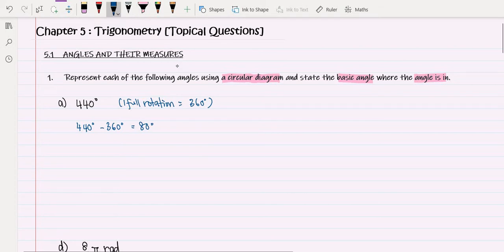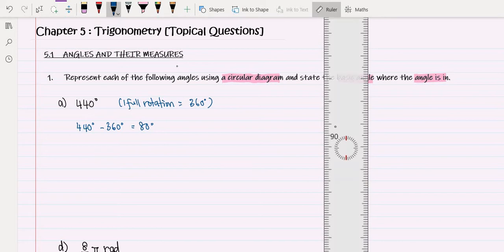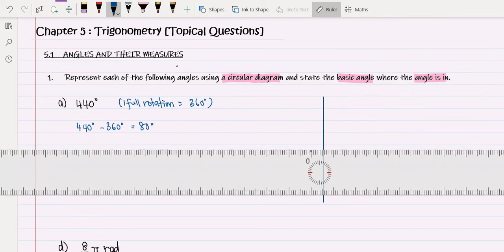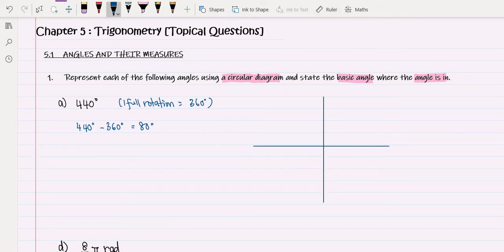Now since we already know how much we went beyond 360 degrees, we just need to draw our quadrant. Drawing our quadrant, we just need to draw the axis first. From here, we know that our initial side will start here. And this is 0 degrees, 90 degrees, 180 degrees, 270 degrees, and lastly 360 degrees.